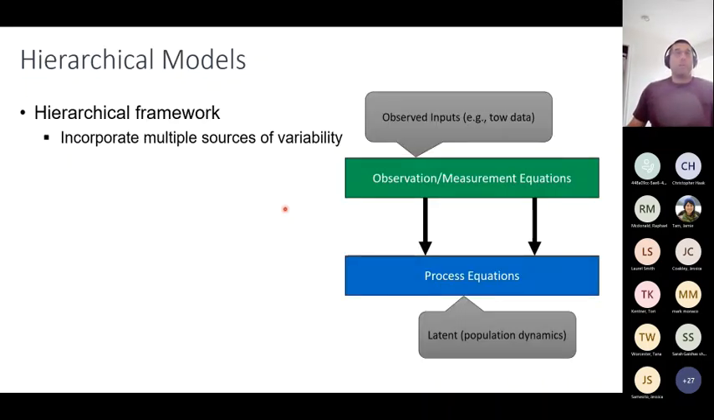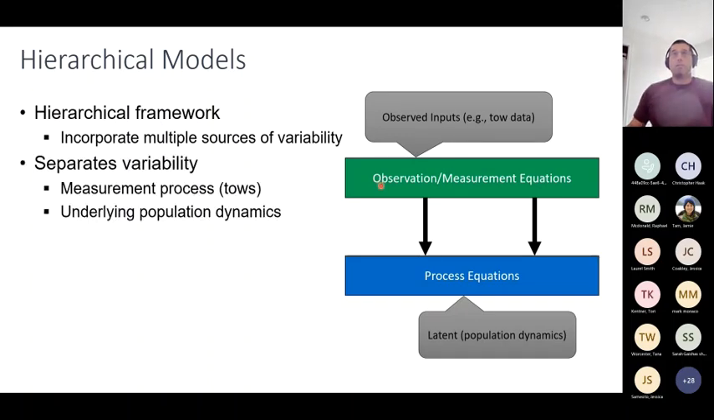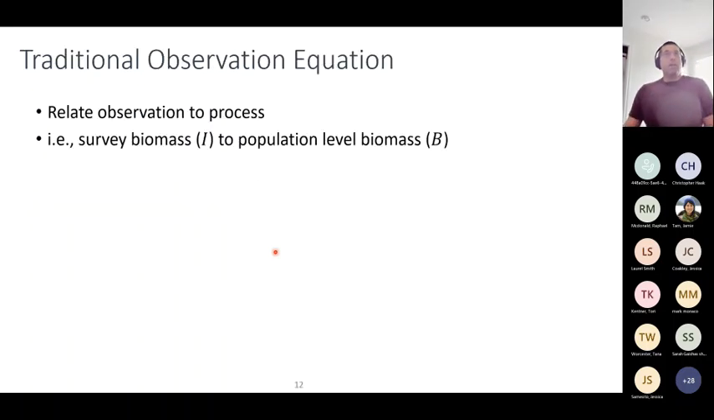How we do this is within a hierarchical framework, where we have multiple sources of variability included. I think most people are hopefully familiar with the idea of a hierarchical framework. Essentially, we have the observation level: observed inputs from our survey tows, with error around that, which is integrated into the model. And then on the process side, the biomass, population dynamics and the error around that are integrated into our model framework. I'll talk mostly about the observation side here.